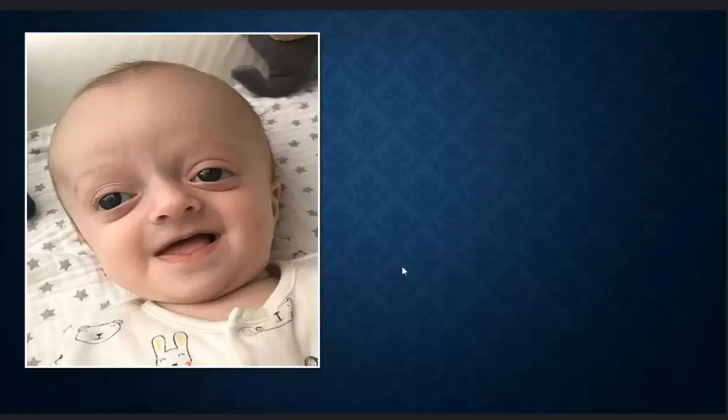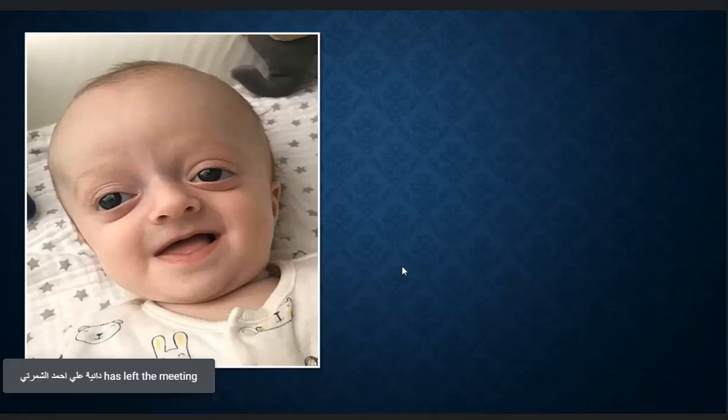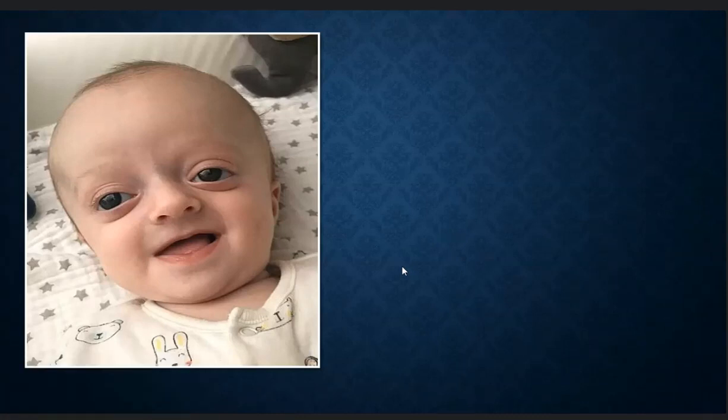Prominent eyes. What do we call prominent eyes medically? Exophthalmos. What else does he have? Prominent low-set ears. We can say this is a low-set ear. What else? Prominent high forehead. Actually, this is one shape of craniosynostosis, which is brachycephaly.